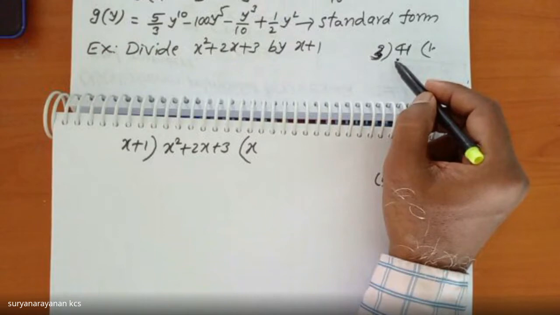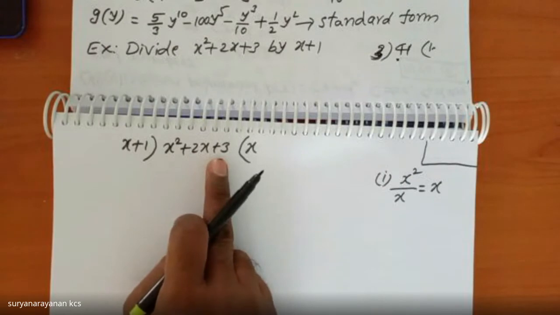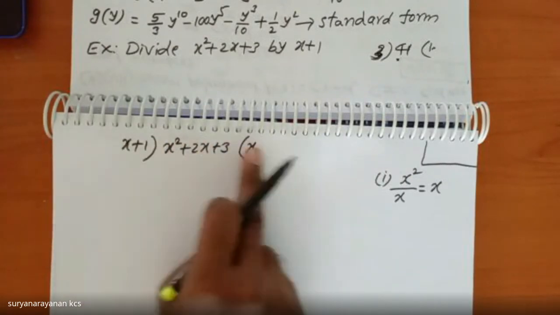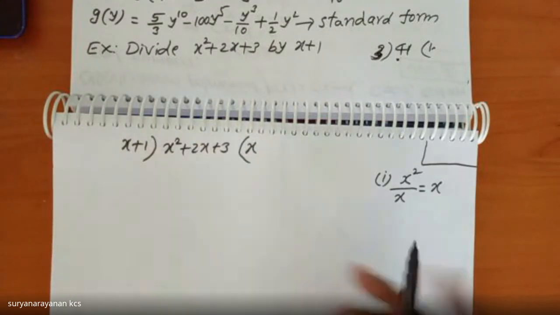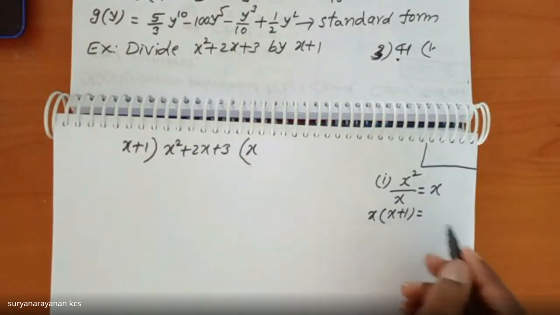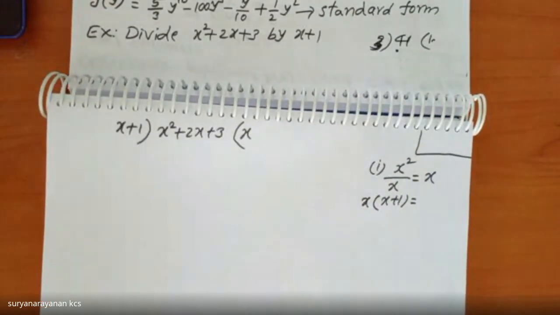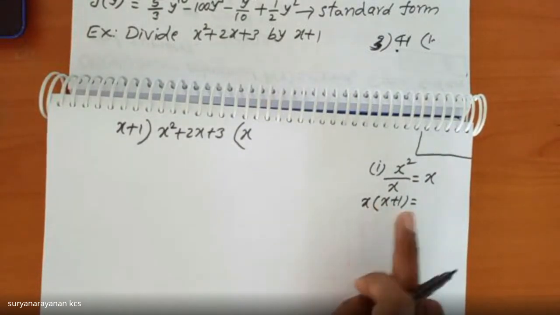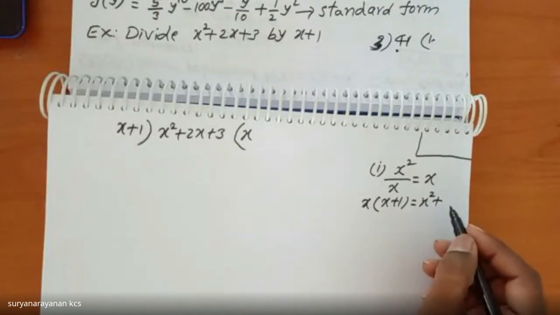Are you following the steps or not? Yes, sir. So to write the result here, what should we do? We have to multiply these two, and we write it here in the next line. Okay, so x into x plus 1. Tell me, multiply these two expressions. Have you studied multiplying a binomial by a monomial? How to multiply? Distributive property. So x square plus 1.